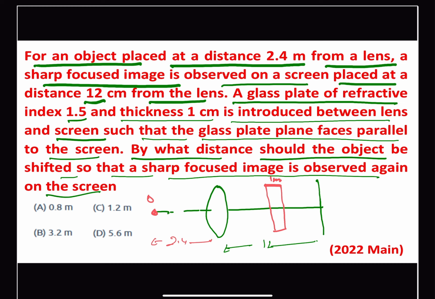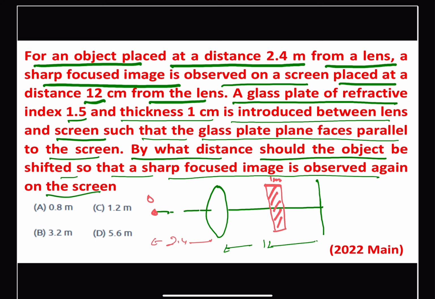We have to find out how far the object is to be shifted so that once again we get a sharp focused image on the screen. It means the position of the image will be fixed, whether with the plate or without it. The position of the image has to be the same. And the introduction of this plate is going to result in a shift that we can easily find out.